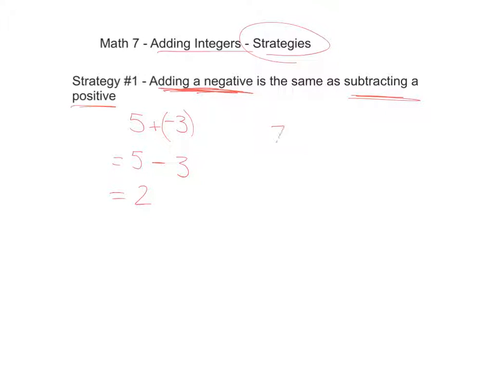So let's just try another quick one. 7 plus a negative 5. So I'm adding a negative number. So what I can do is rewrite that as 7 minus a positive 5, and that's just equal to 2. So adding a negative is the same as subtracting a positive.